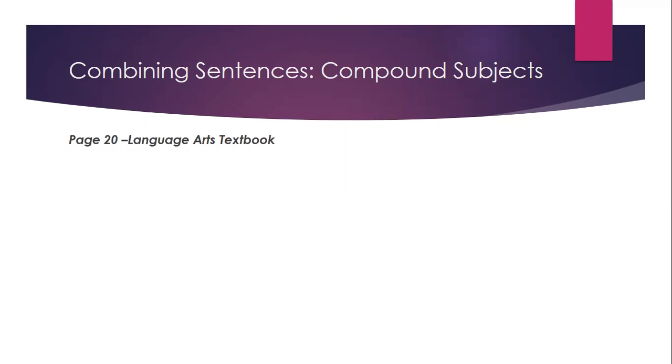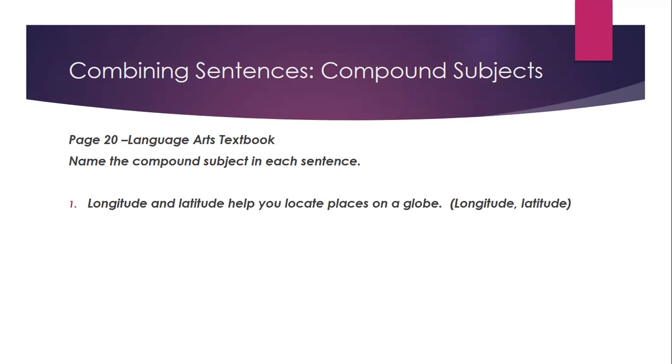Okay, now page 20 in your language arts textbook. This is where you can find your lesson, and other examples for practice. Today we're going to do a few examples together. We're going to name the compound subject in each sentence. Number 1, longitude and latitude help you locate places on a globe. What is our compound subject? So you're going to tell me what the simple subjects are. Okay, the compound subject is longitude and latitude.